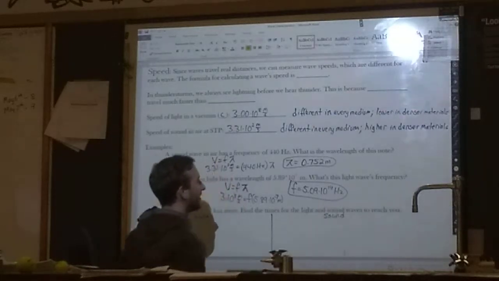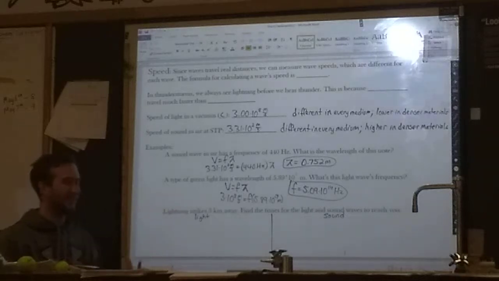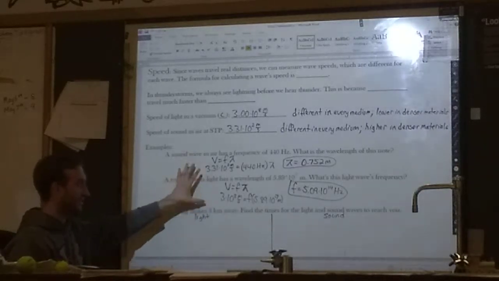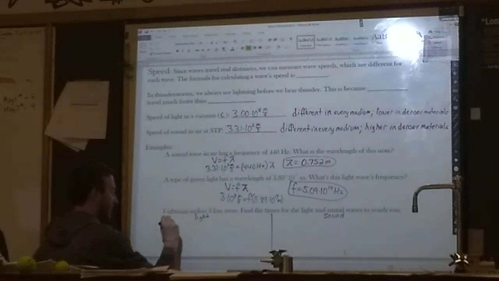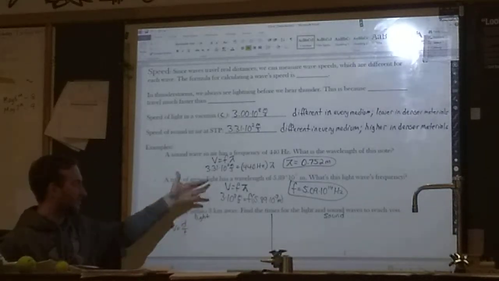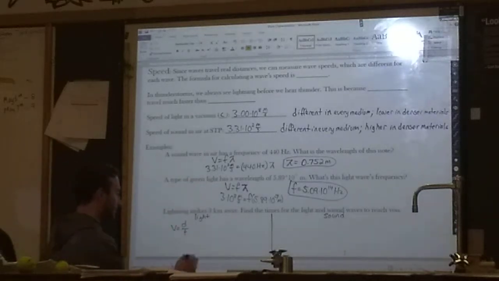Now, you are not given, for this one, the wavelength or the frequency. So you're like, well, how do I figure that out? You are given a distance, and you do know how fast each of these types of waves travels, and we're looking for time. We're going to actually fall back to our good old V equals D over T. Just because it's a waves unit doesn't mean we can't use this. It's just that this is going to pop up more and more. But I want you to understand that we can use this as well.